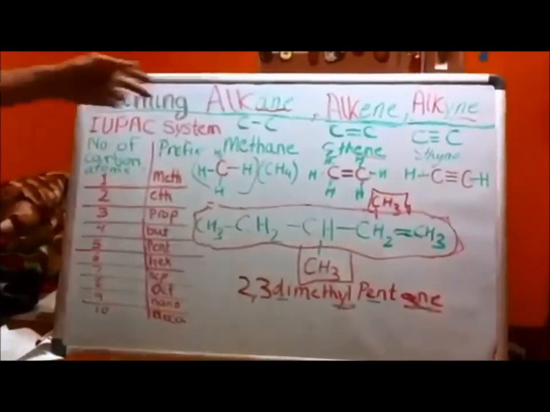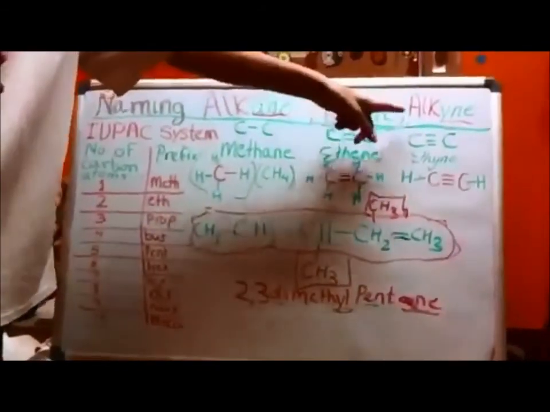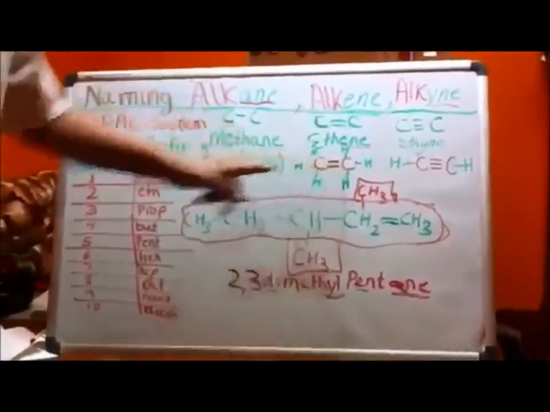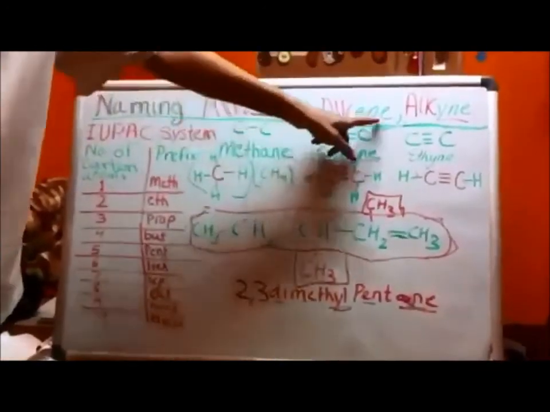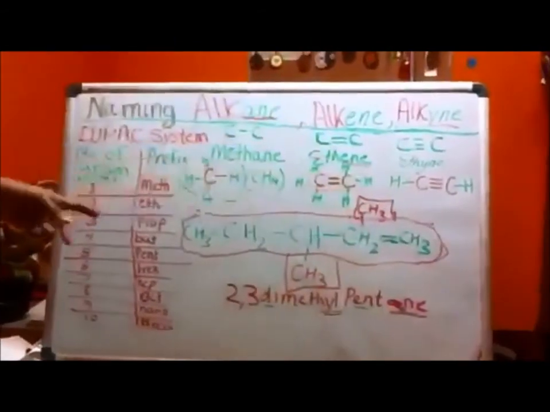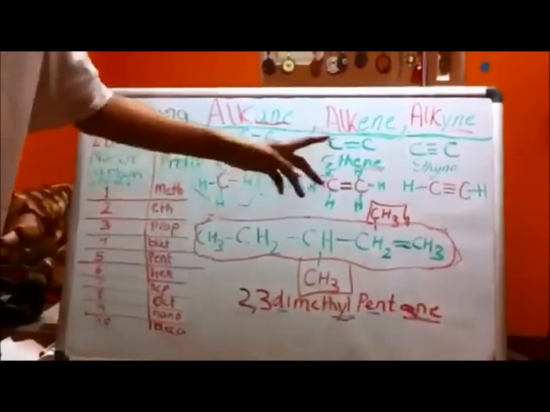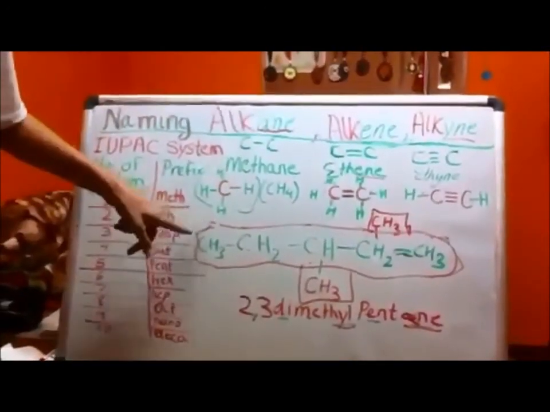The suffix is always going to be the last three letters of the name. So alkane, it's going to be ane. Alkene, it's going to be ene. Alkyne, it's going to be yne. So over here, this one has 2 carbons, so the prefix is eth. And since it's alkene, it's going to be ethene. This one has a triple bond, and it's 2 carbons, so it's going to be ethyne.